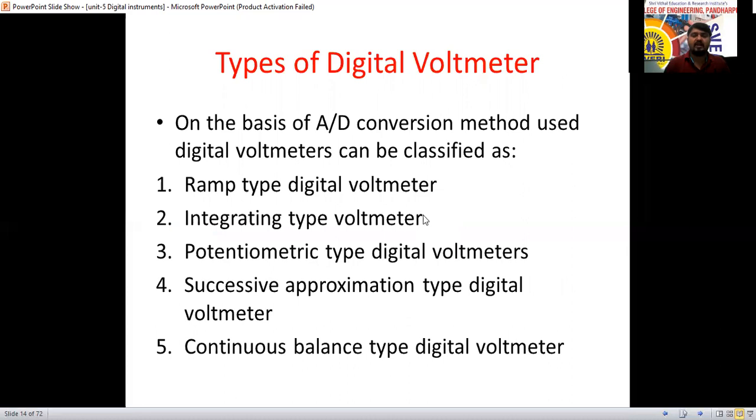we have classified the digital voltmeters into five types. First is the ramp type digital voltmeter. Second is the integrating type. Third is the potentiometric type. Fourth is the successive approximation type. And fifth is the continuous balance type digital voltmeter. We have classified them here. Now, one by one, we will discuss these.